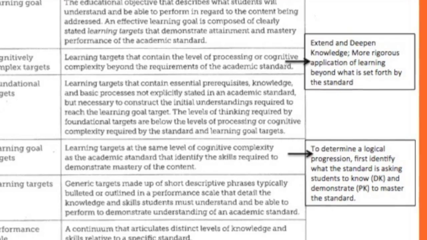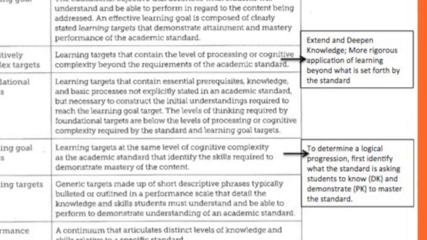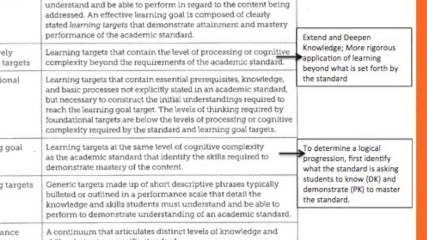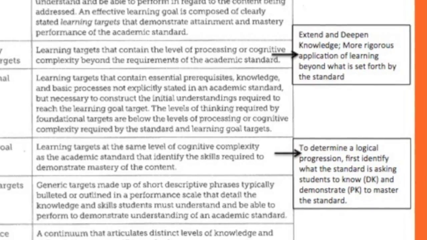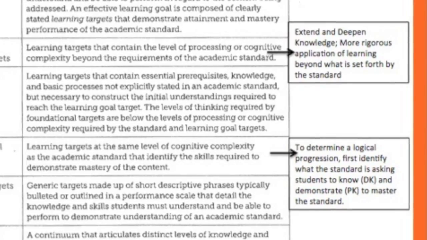The next thing you will want to do is build the level 4 of your scale. This includes very cognitively complex targets. The level 4 of the learning goal and scale will extend and deepen knowledge. It will include a more rigorous application of learning beyond what is set forth by the standard.